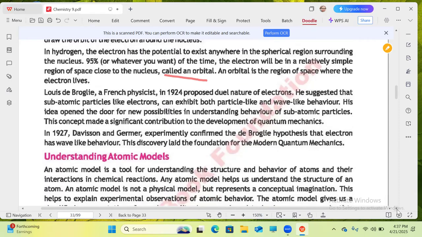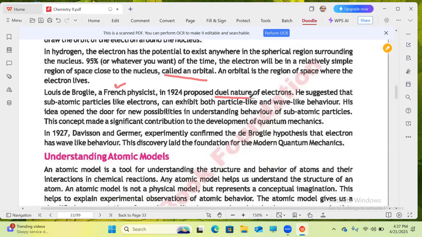So Louis de Broglie, another scientist, a French physicist, in 1924 proposed the dual nature of the electron. What do you mean by dual nature? Dual nature means double nature. It's dual, not due. So dual nature means double nature of the electron.